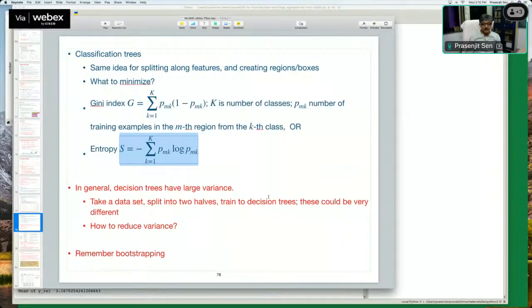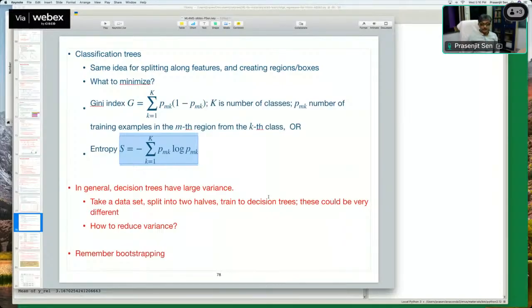So the question is, if these are coming from the same original data, and you just randomly split it into two halves, you train two decision trees, and they look very different. Obviously, when you have very different looking models, the predictions from those models would also vary significantly. So that's your large variance.